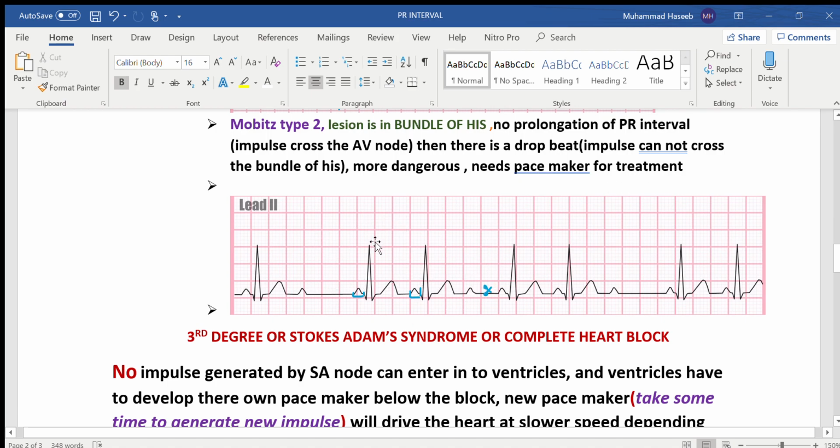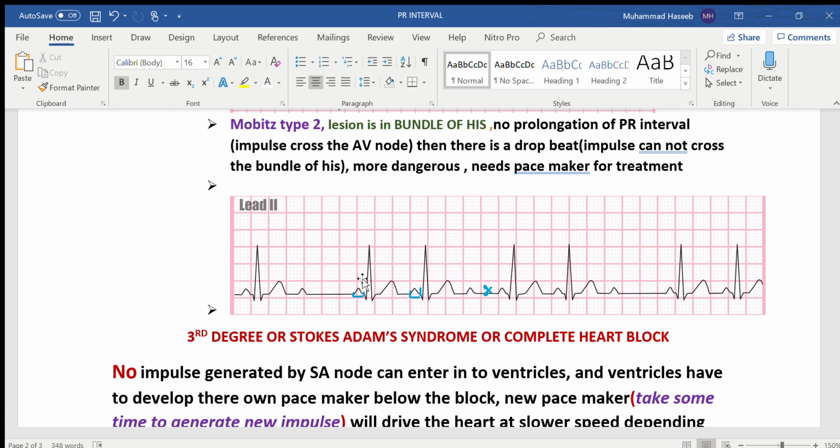Here you can see an example on the ECG. This is your PR interval, and again a PR interval. Both PR intervals are the same, so there is no prolongation of the PR interval. But in the next, you will see there is a drop beat. Here there is a P wave, and again a P wave, and in between there is no QRS complex. There is a drop beat. So in Mobitz type 2, the lesion is in the bundle of His. There is no gradual prolongation, but a sudden drop beat.